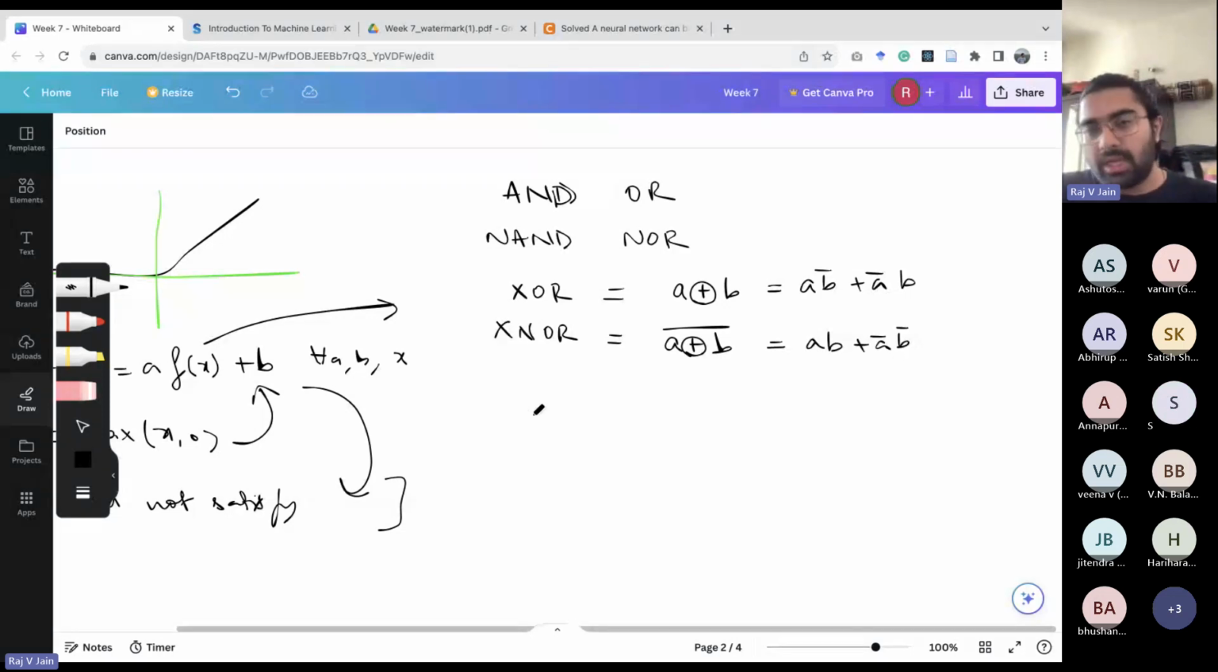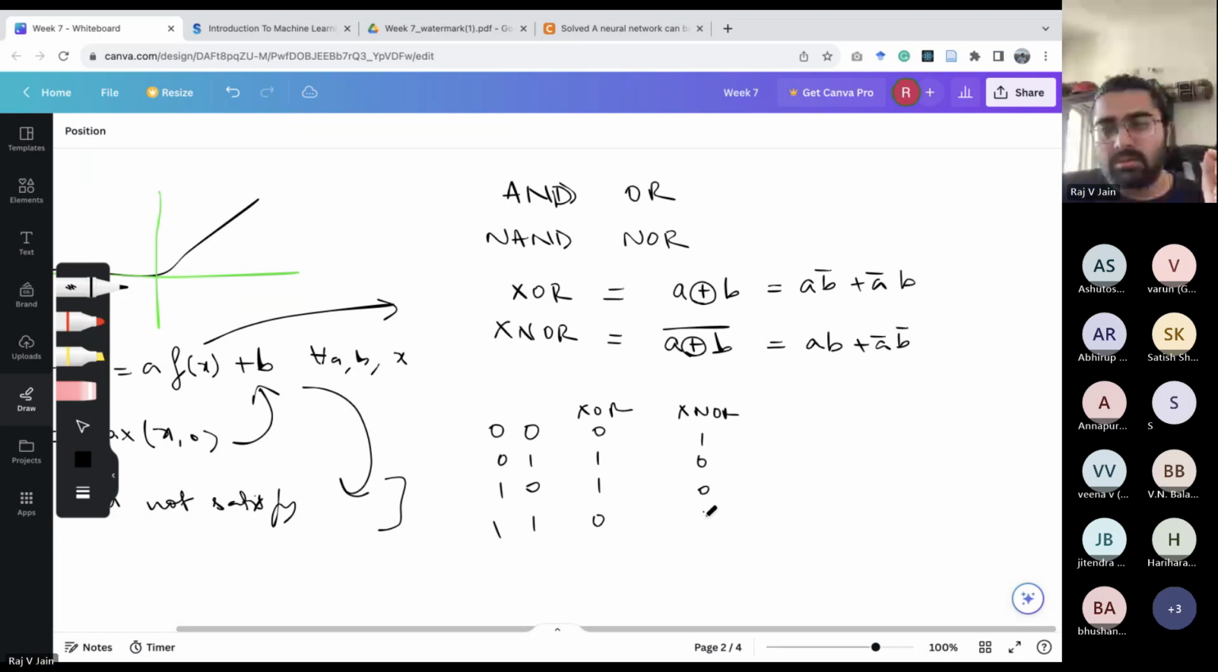So XOR basically is whenever the two inputs are different, you will get output. That's the way XOR is defined, right? So basically 0 0, 0 1, 1 0, 1 1. XOR, if you take, you will get 0, 1, 1, 0. XNOR is the opposite of XOR. That's it. So XNOR tests for equality. XOR tests for inequality, at least in the binary case. In the multiple case, there are different ways to understand this. Is that clear? Okay.